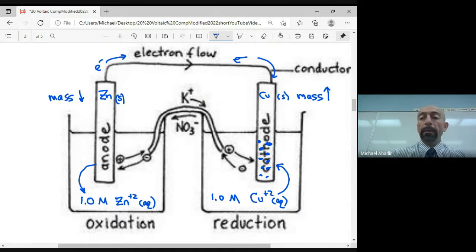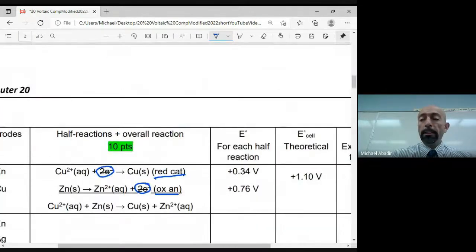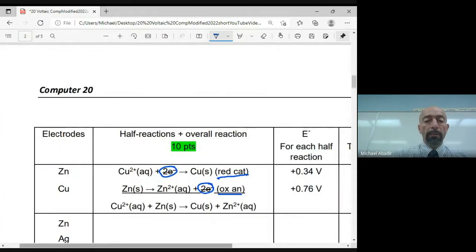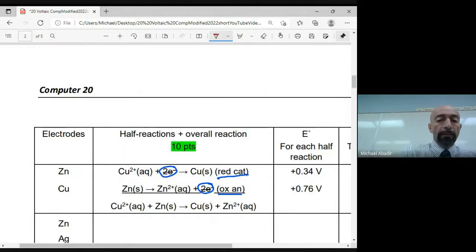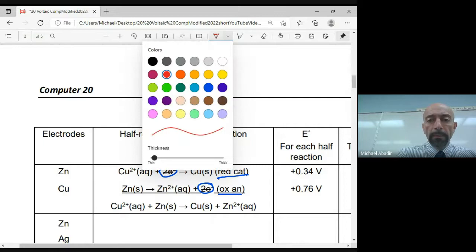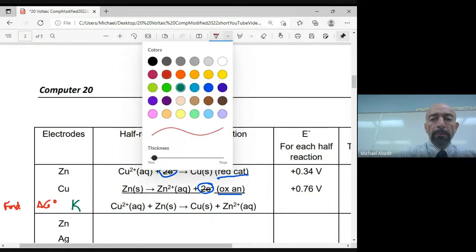And then now we're going to do something else, which is going to be to find the delta G and the equilibrium constant. Okay, so the first thing we're going to do is find delta G. So I'm going to write that here just as a reminder. We're going to find delta G, and then after that, we're going to find the equilibrium constant. Okay, so let's start with delta G.